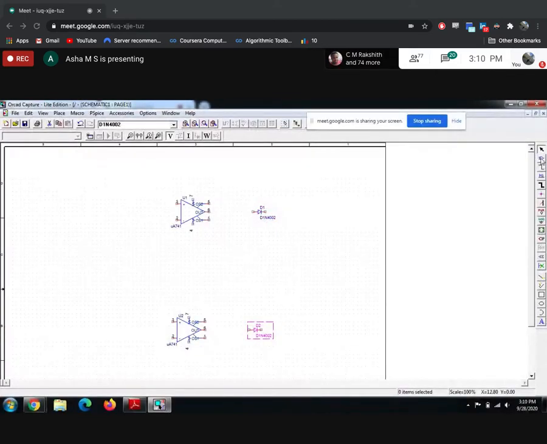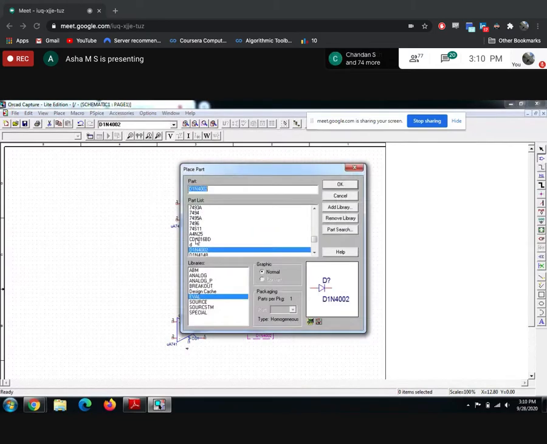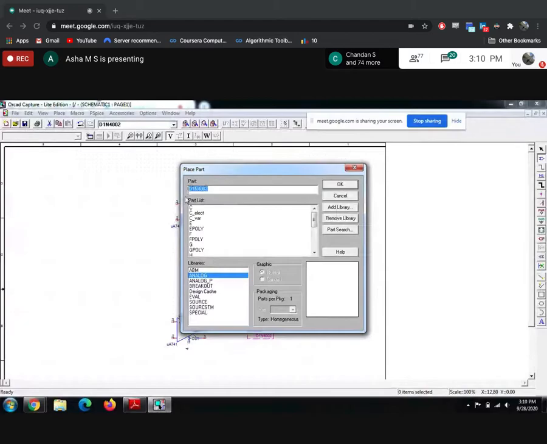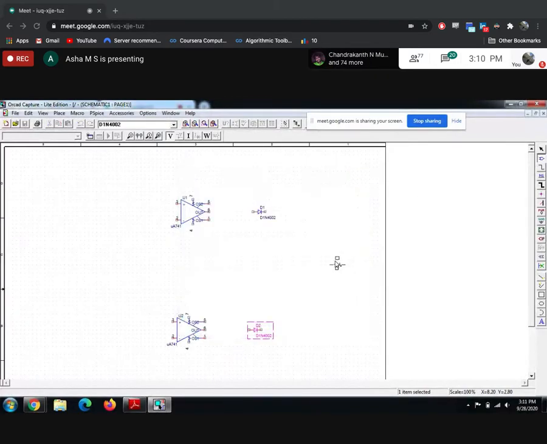Next, resistors. One resistor is required. Resistor is present in the analog library. Type R. How many resistors are required? One resistor is required. Place one resistor and rotate it.